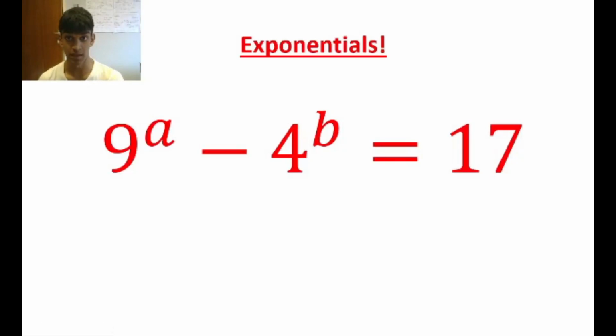Today we're going to be taking a look at this exponential system. We need to find the values of the two unknowns a and b when we already know that 9 to the power of a take away 4 to the power of b is 17. So where do we begin?